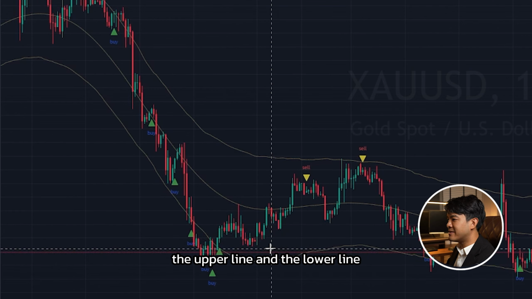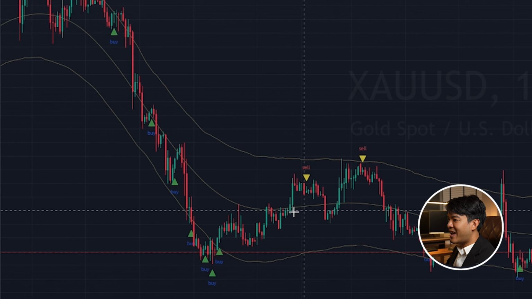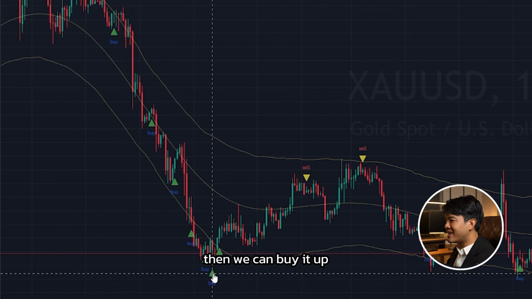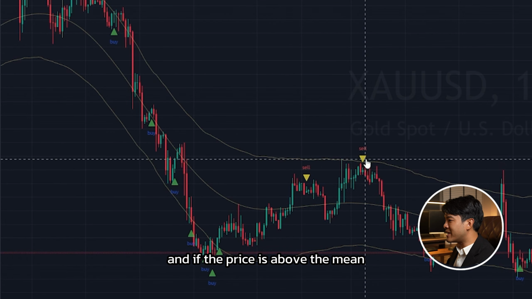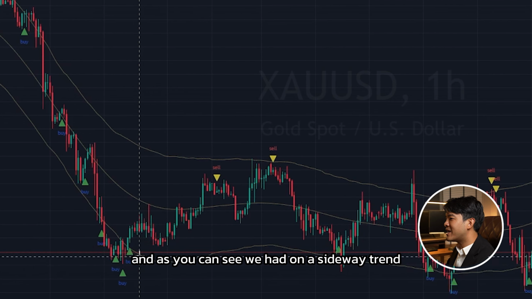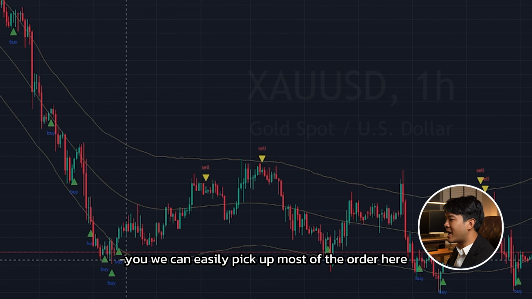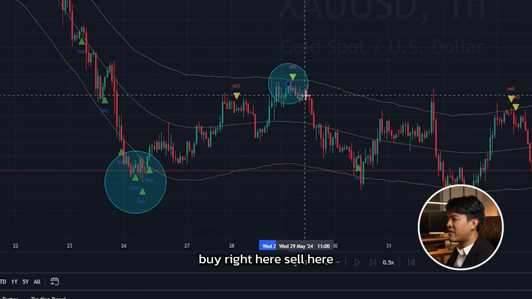Once we have that, we're going to see this middle line right here, the upper line and the lower line. The middle line here is the mean price. If the price is below the mean, then we can buy it up, and if the price is above the mean, then we can sell it down. As you can see, on a sideways trend we can easily pick up most of the orders. Buy right here, sell here.